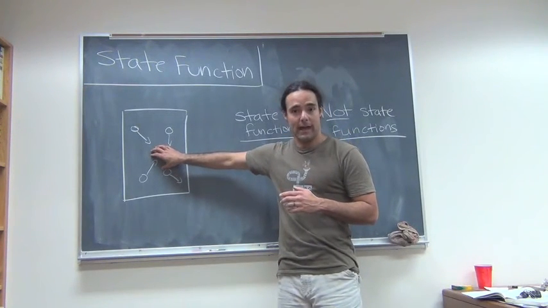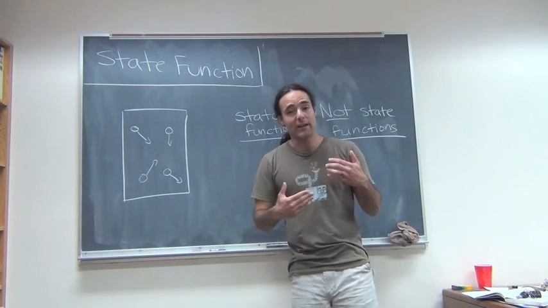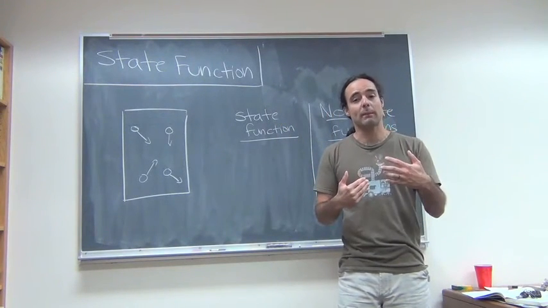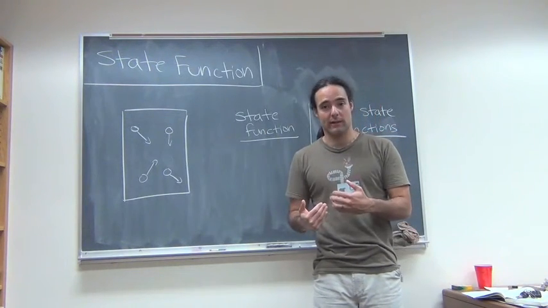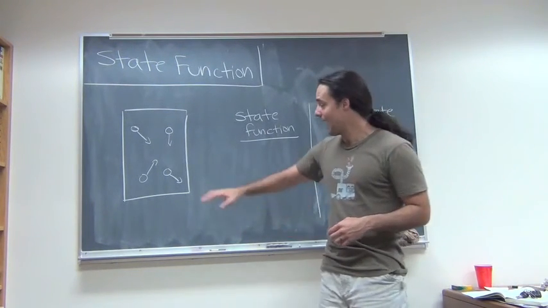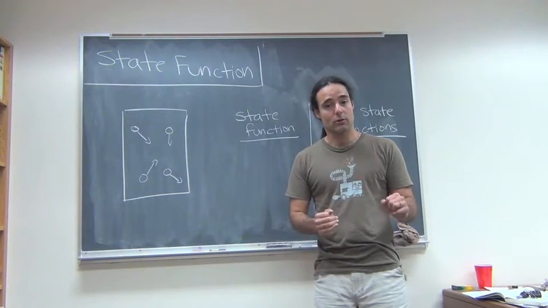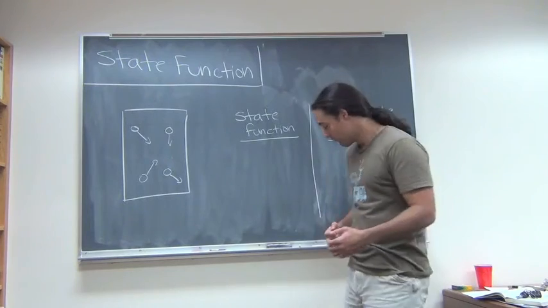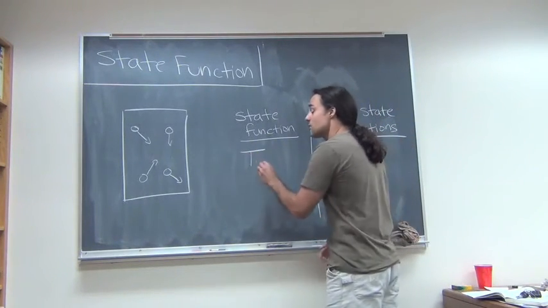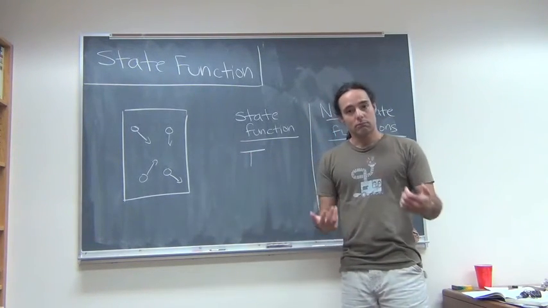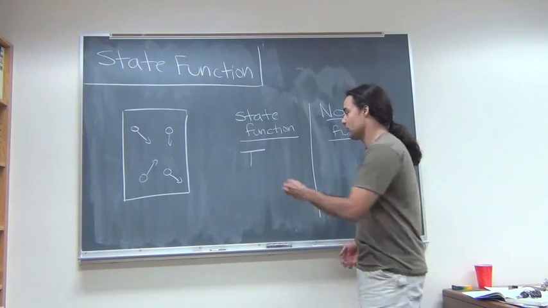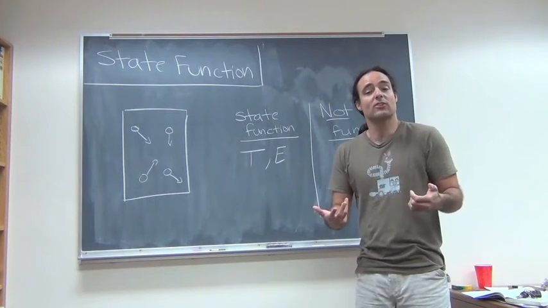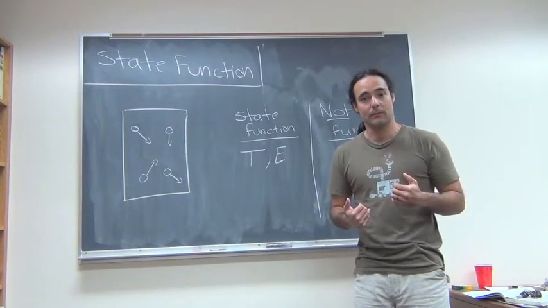So here's an ideal gas. It is going to have several state functions. State functions just tell me about what state the system is currently in. So for example, my ideal gas has some temperature associated with it. If I know the temperature, I know something about the state of the system. Therefore, temperature is a state function. If I know the energy of the gas, the total kinetic energy of my ideal gas, that tells me something about what state it's currently in.